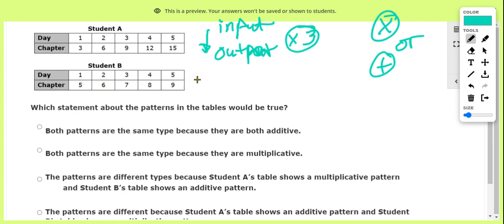And then here it looks like we are adding 4 plus 4 from input to output. So both patterns are the same. They're both additive. No. They're both multiplicative. No. All right, go ahead and pick your answer.